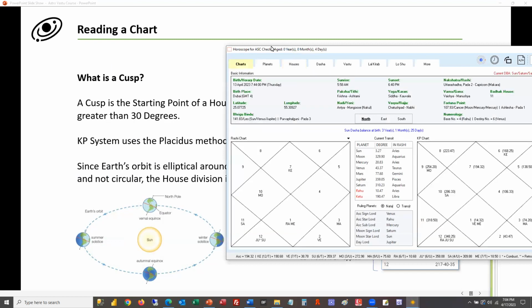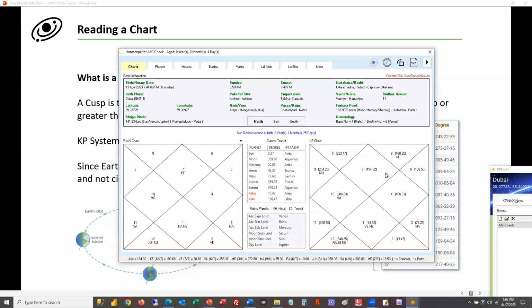Now, in this case, if we look at this, it is at 194.32 degrees. This is the starting of the first house. So the first house starts at 194.32 and ends at 223.47. That is what it means. So whatever is between these two is the first house. The second house begins at 223.47 and ends at 254.2. So that is the length of the second house, and so on and so forth.